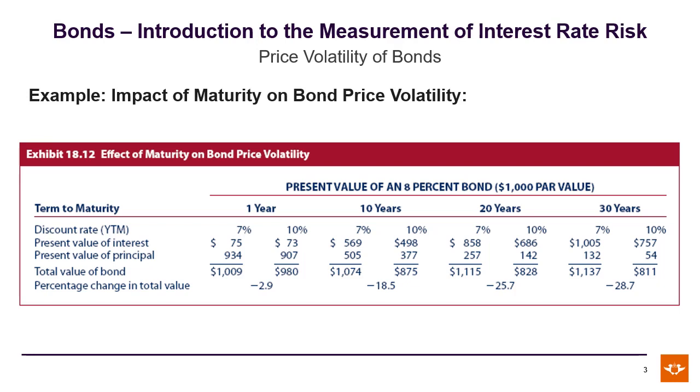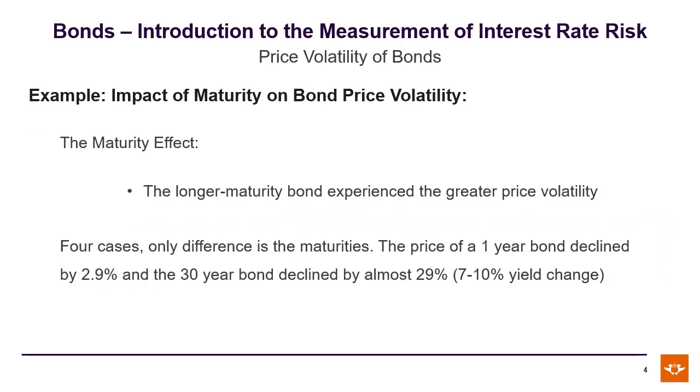So when we look at the results, we notice that the price of a 1-year bond declined by 2.9%, while the 30-year bond declined by almost 30% for the 30% yield change. So what this demonstrates is that the longer the maturity of the bond, the greater the price volatility.